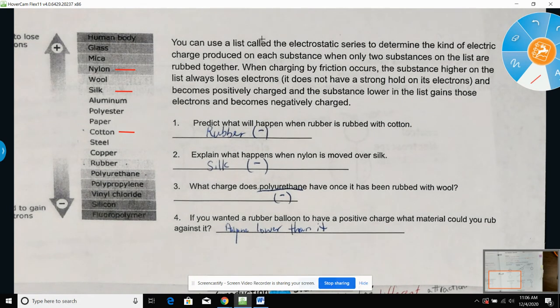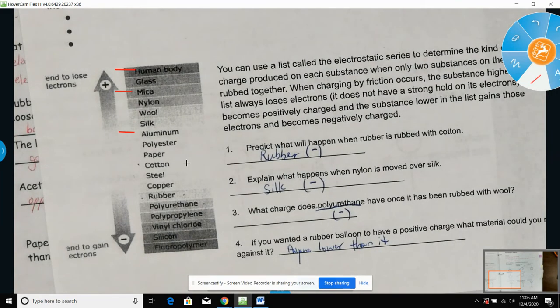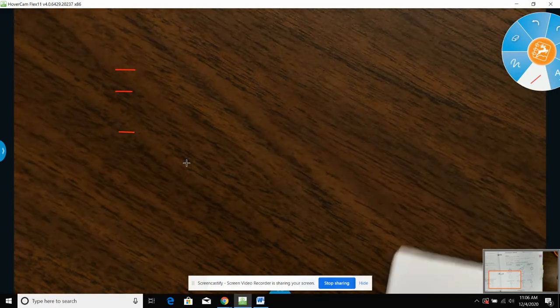So that's a question. The ones that are a greater distance away from each other on the list are going to have a greater overall charge. All right, then we go to the back side.